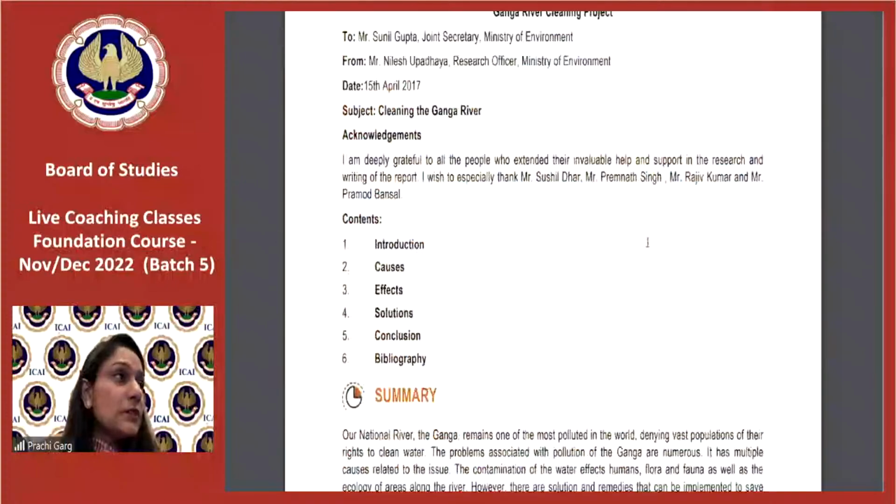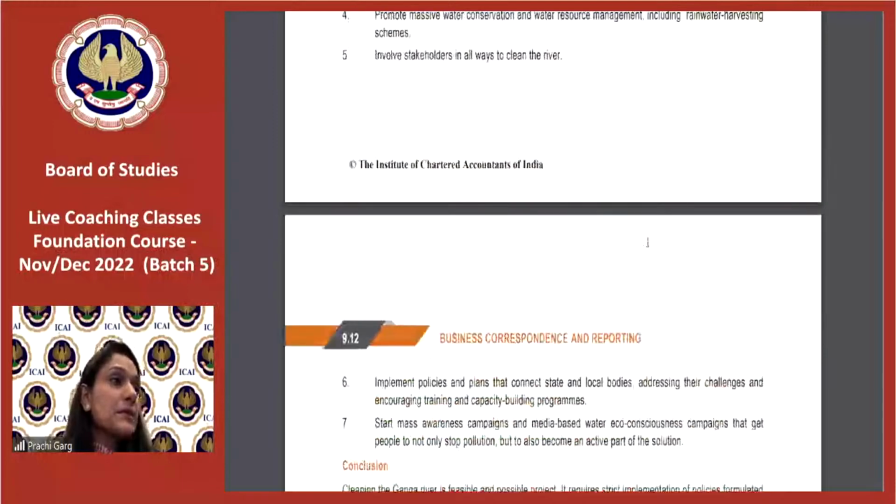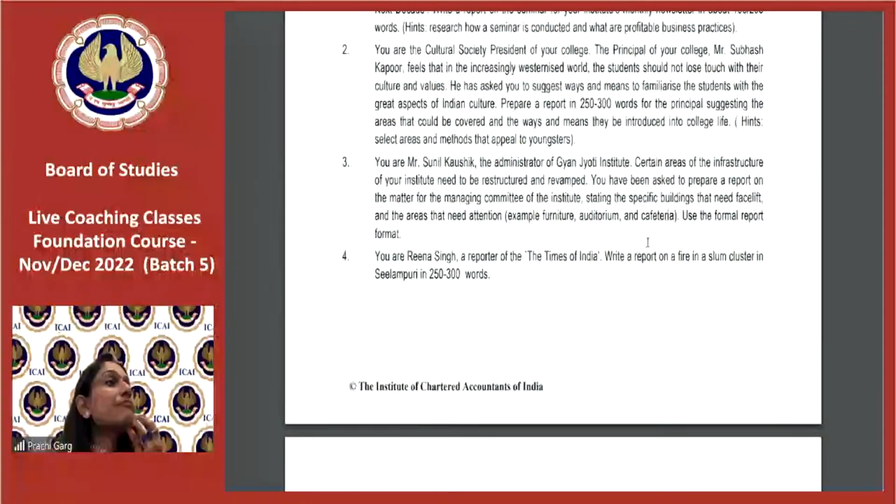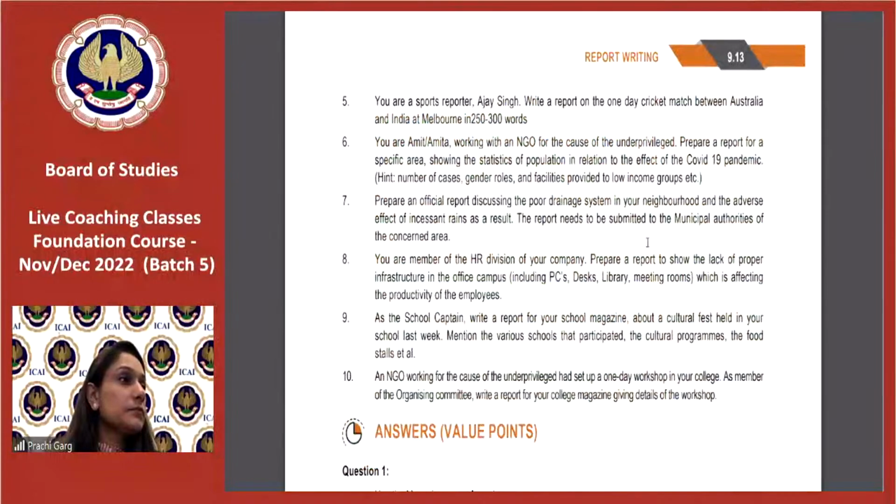Okay, now I want to pick an exam question from your practice exercises. Let's do this. Question number 2. You're the cultural society president of your college. The principal of your college, Mr. Subhash Kapoor, feels that in the increasingly westernized students, okay, you're a sports reporter, Ajay Singh. Write a report on the one-day cricket match between Australia and India in Melbourne. I think some matches are also going on right now, so most of you would be interested in writing about it.